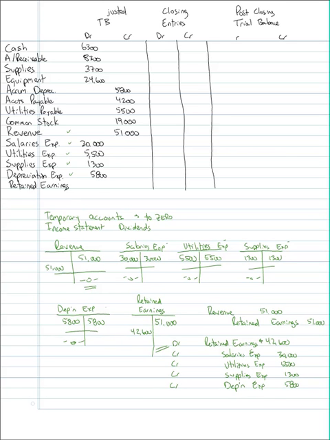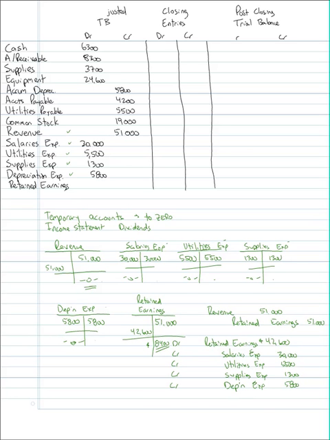And now we have no balance in any of our temporary accounts. Revenue, salaries expense, utilities expense, supplies expense, and depreciation expense have all been cleared of their balances, so all of our income statement accounts are ready to begin accumulating expense and revenue items next year. And we have, in our retained earnings account, a net credit balance of $8,400, which is exactly what our retained earnings on our balance sheet was.